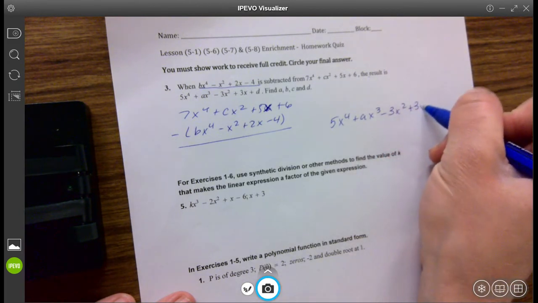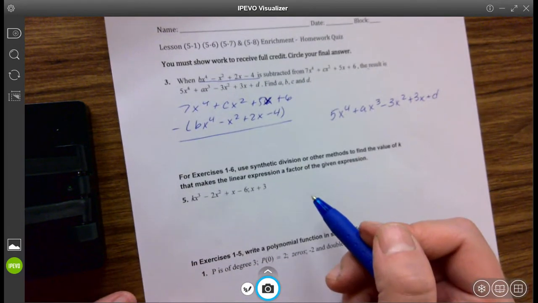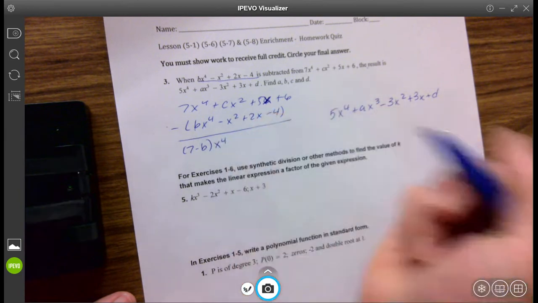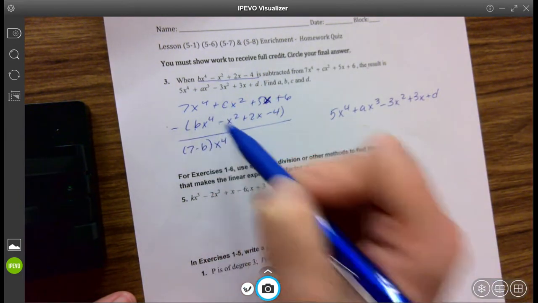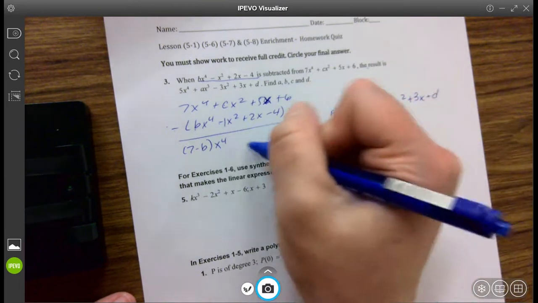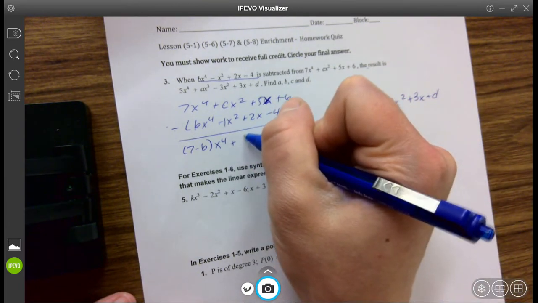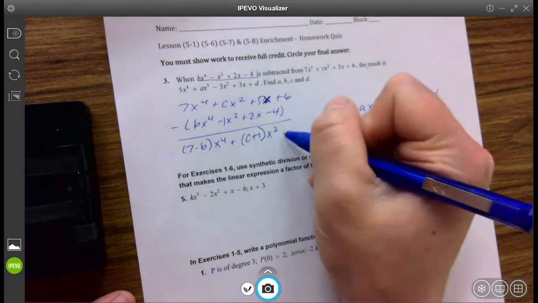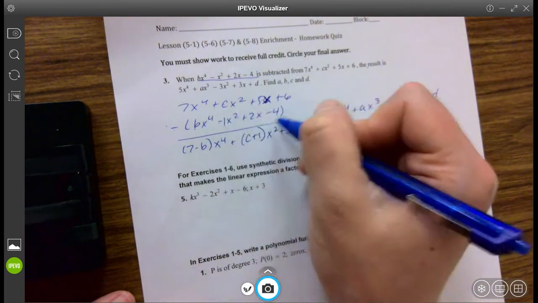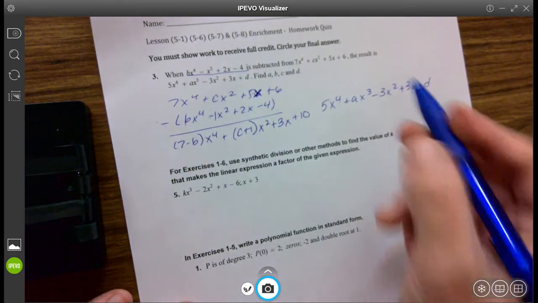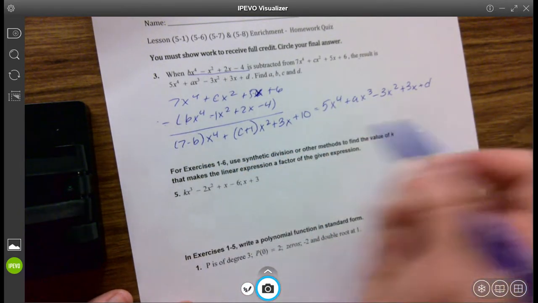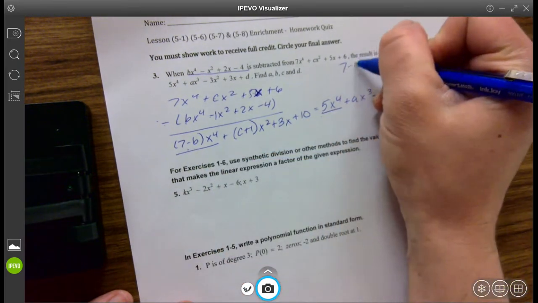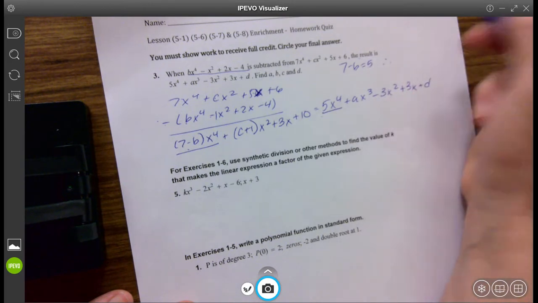It's saying, what do we actually get? Well, 7 minus b is just 7 minus b, x to the fourth. C minus minus, it's going to be plus 1. So plus a c plus 1 x squared. 5 minus 2 is 3x. 6 minus minus is 10. So this is supposed to be this. So we have x to the fourth, we have x to the fourth. So 7 minus b represents 5. Therefore, b equals 2.